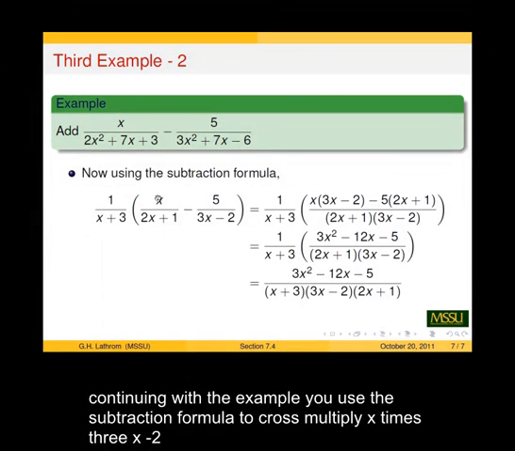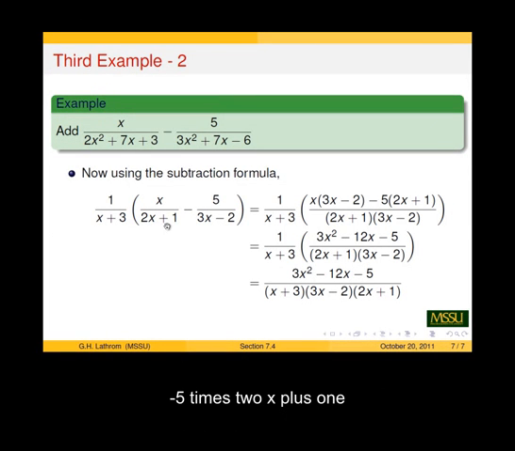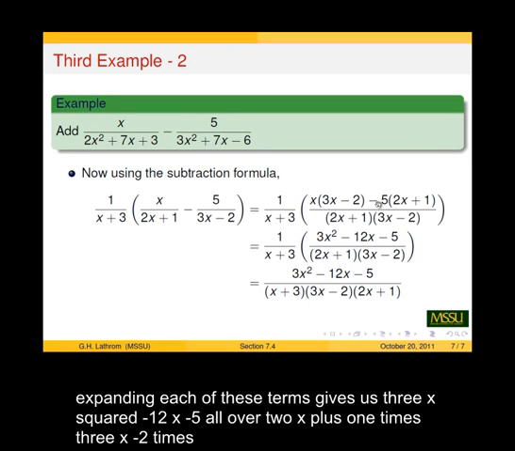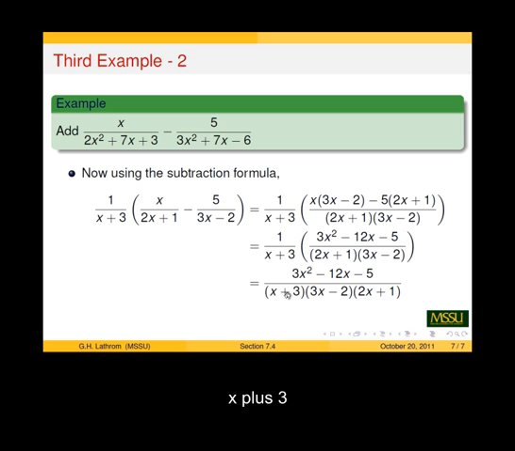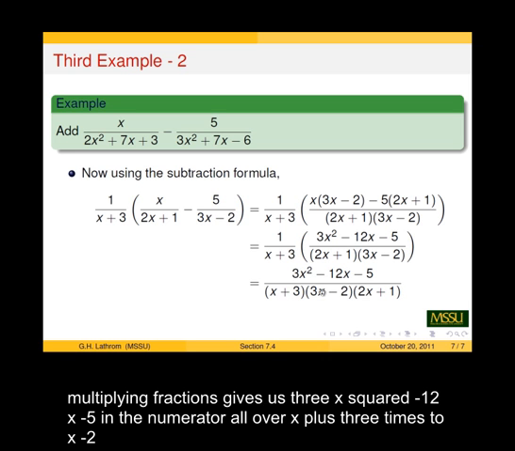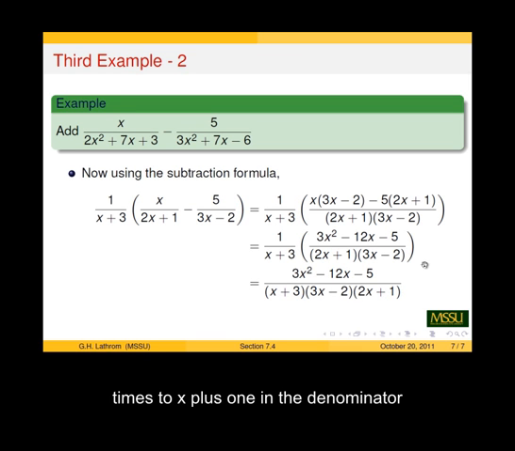Continuing with the example, we use the subtraction formula to cross multiply x times 3x minus 2 minus 5 times 2x plus 1. Expanding each of these terms gives us 3x squared minus 12x minus 5 all over 2x plus 1 times 3x minus 2. Now, multiplying fractions gives us 3x squared minus 12x minus 5 in the numerator all over x plus 3 times 3x minus 2 times 2x plus 1 in the denominator.